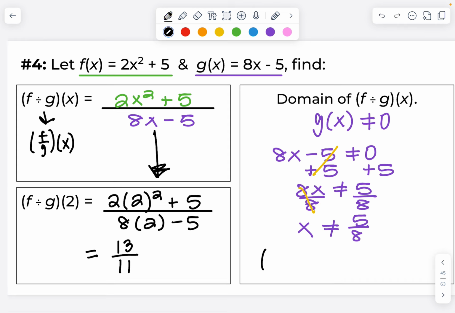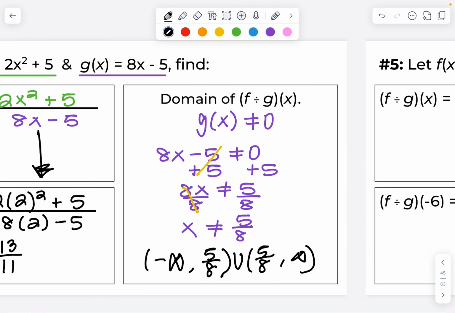If we write our domain in interval notation, remember we exist everywhere but this one point. So we're going to go from negative infinity up to 5/8, really close from the left, and then we're going to be everywhere from 5/8 from the right up to positive infinity. So we have a little gap at 5/8, and that is how we can write this in interval notation. Okay, so that is division. Let's look at some more to practice.